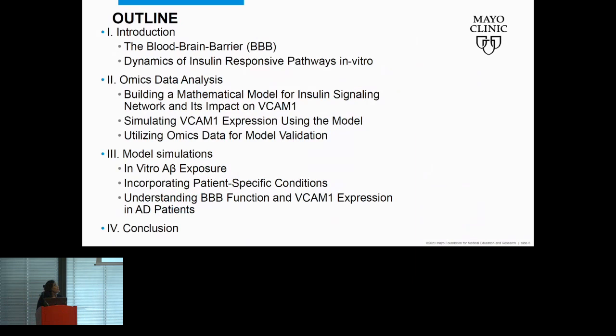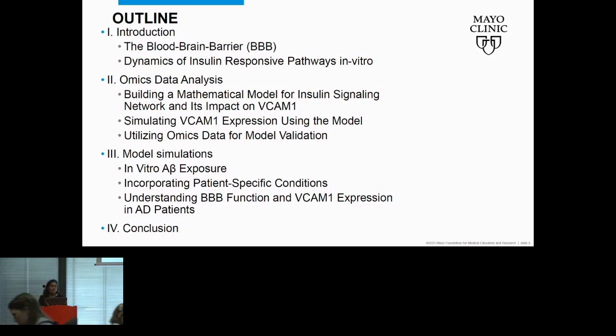Here's the outline of my talk. First, I'll go through the two manuscripts we published recently. And then I will also talk about the insulin signaling pathway and how it impacts the expression of one of the genes, especially an inflammation marker in Alzheimer's disease. And then I'll talk about the simulations that we have done after we build the model with some in vitro data as well as some patient-specific data that we found in the public repositories. And then I'll further give some conclusions.